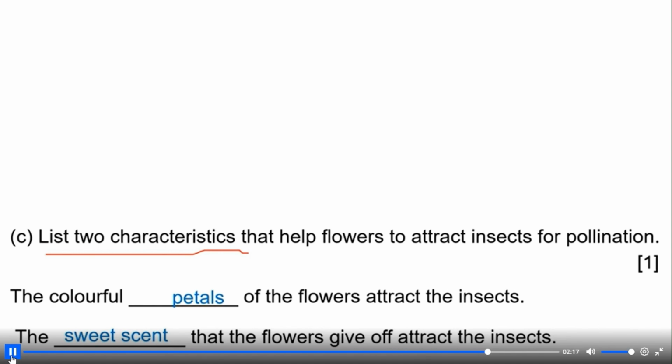Then the second way would be the smell. So what kind of smell? Sweet scent that the flower gives off attracts the insect. So where does this sweet scent, or sweet smell, or sweet aroma that we can call it, come from? It's actually from the nectar of the flower.